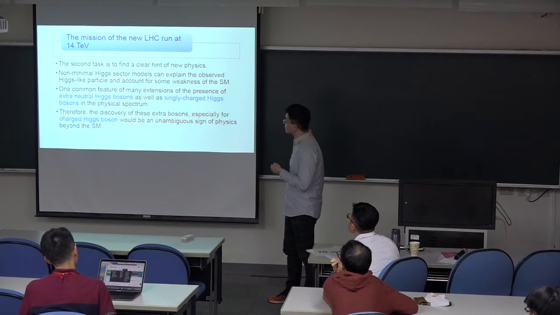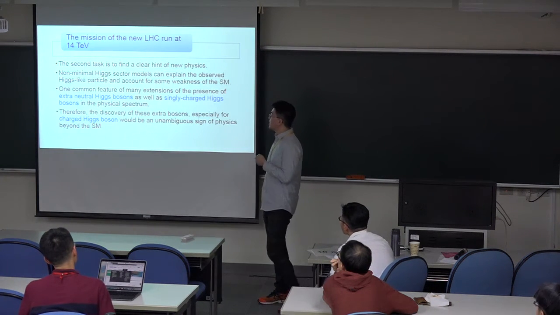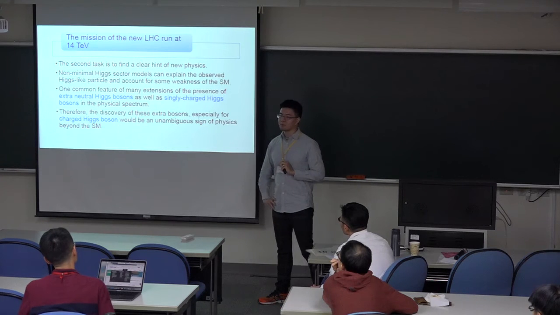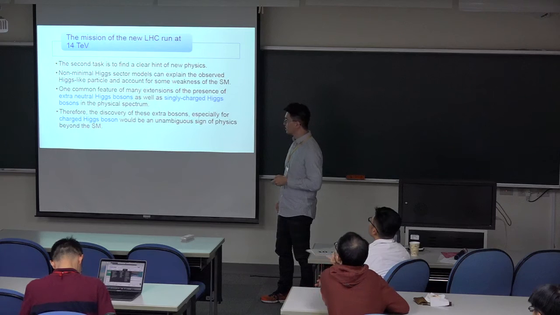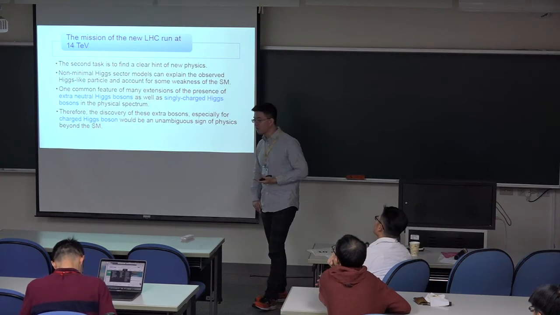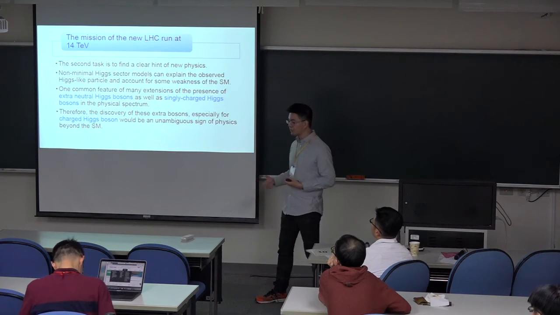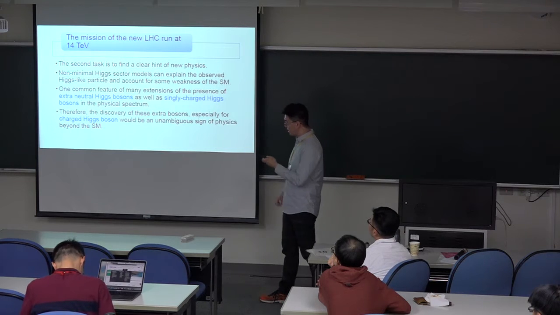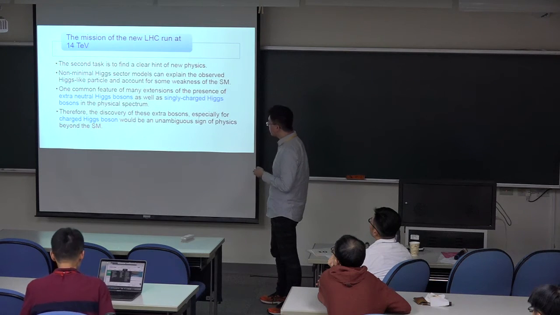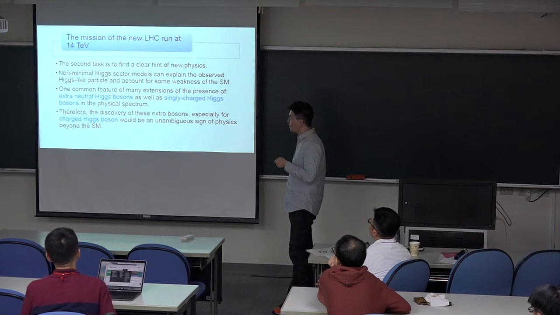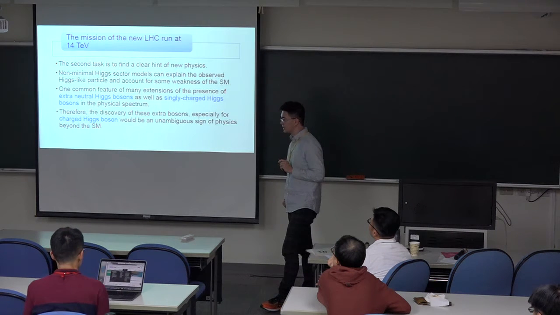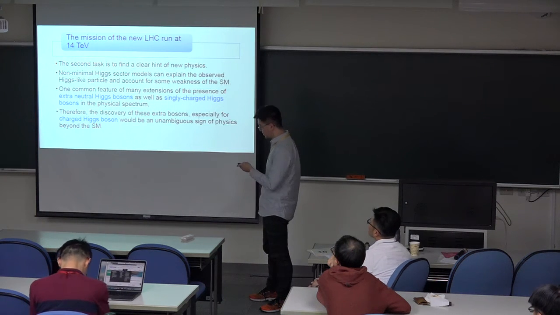Okay, another mission is that if we can find some new particles at the LHC, that will no doubt be a new physics hint. For example, 750 GeV or 28 GeV, if we can find a new particle, that would be great. So in this study, we want to find, if possible, a new electroweak Higgs, or the singly charged Higgs bosons, at the LHC or in future projects.